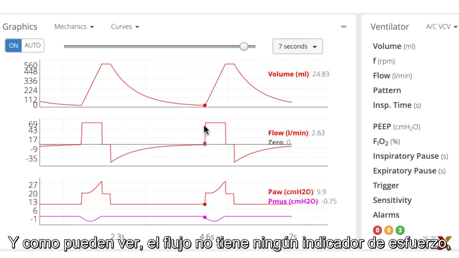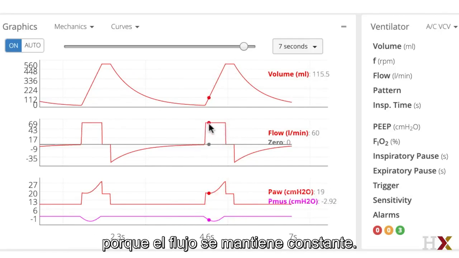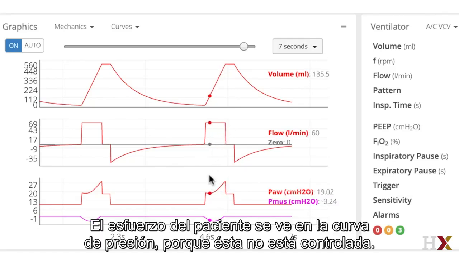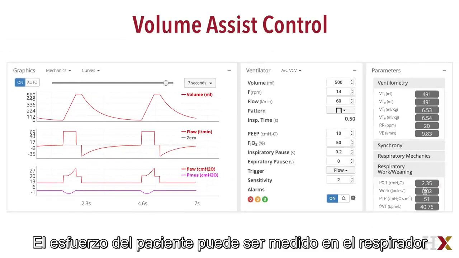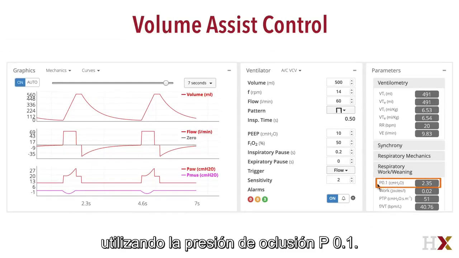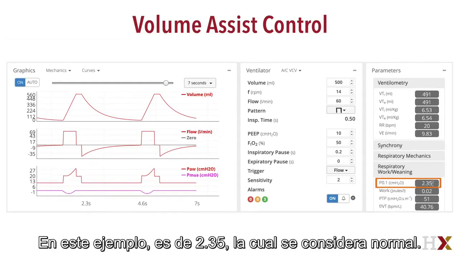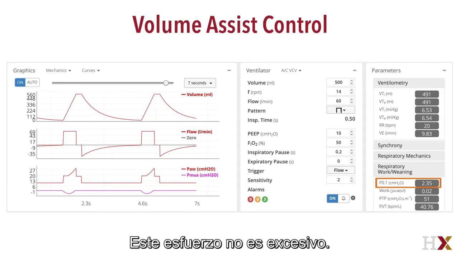And as you can see, the flow has no indication of effort because flow is held constant. Where you see the patient effort is in the pressure waveform because it is not controlled. So you see a scooping that is consistent with the patient effort. The patient's effort can be measured on the ventilator using the occlusion pressure, P0.1. In this example, it is 2.35, which is considered normal. This effort is not excessive.